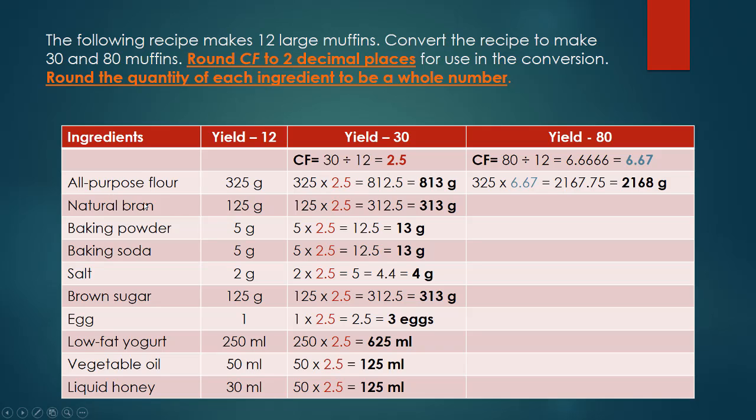If I look at my natural bran, same thing, 125 grams from the original recipe multiplied by my conversion factor of 6.67.